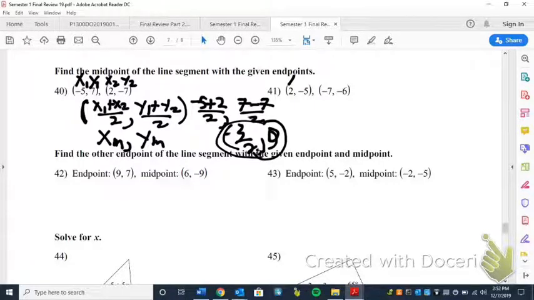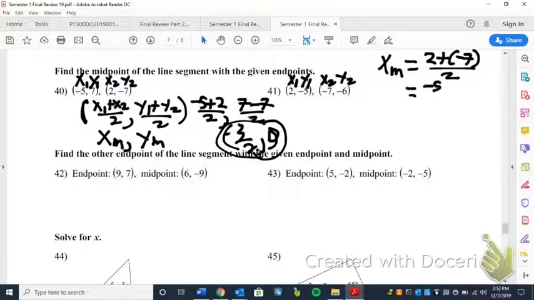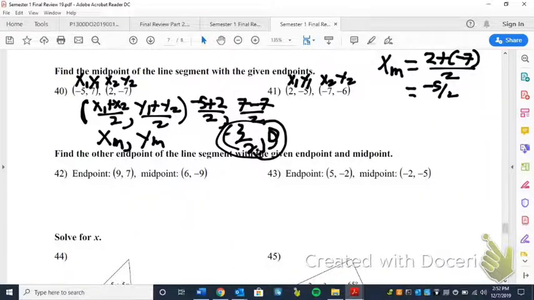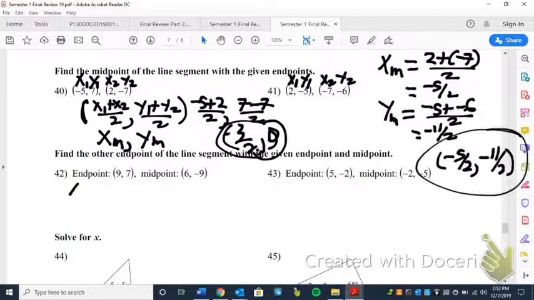41, same idea. x1, y1, x2, y2. Average the x's. Average the y's. And write them as a point. So there, it would be -5 halves, -11 halves.